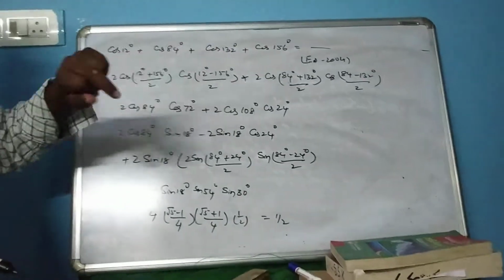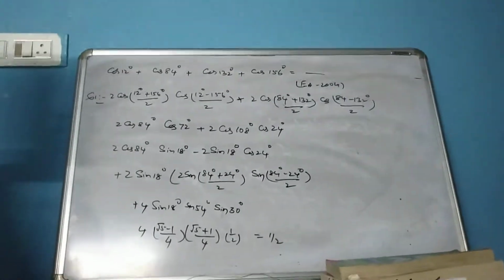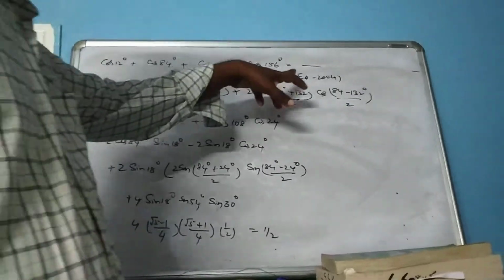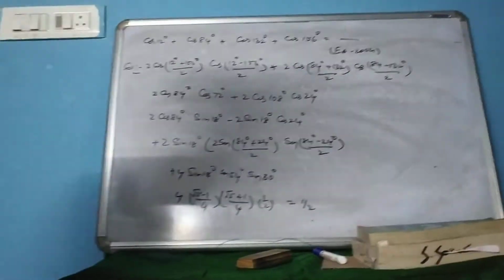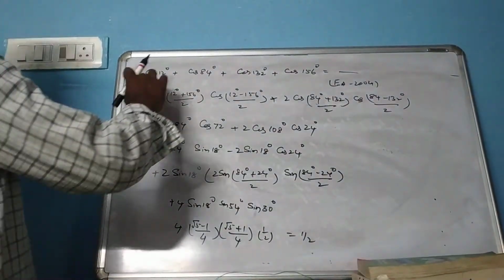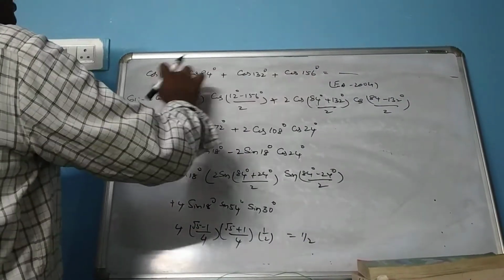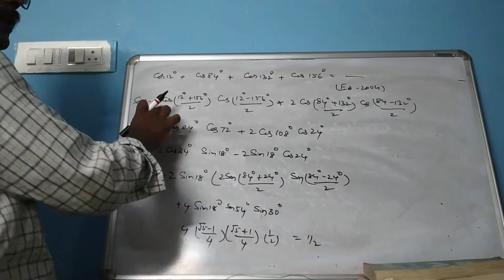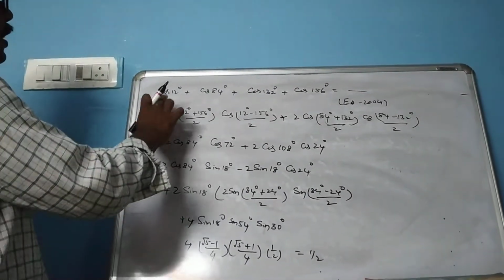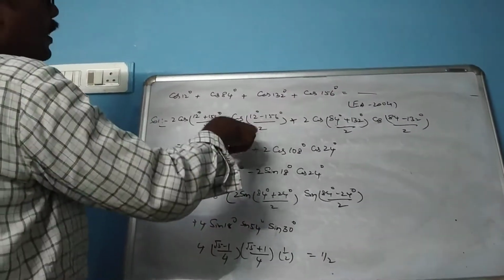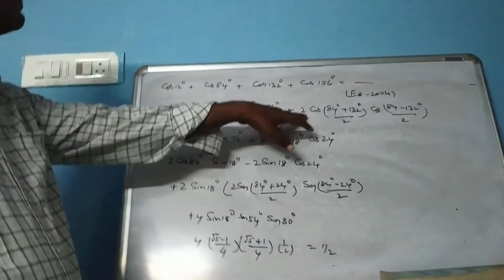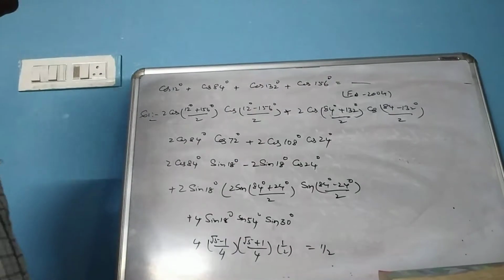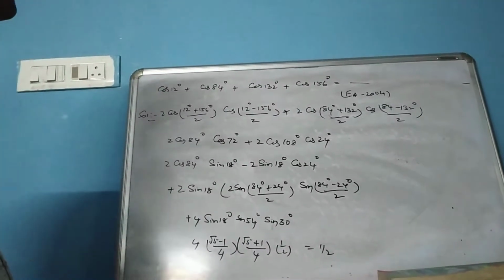cos 84 plus cos 132 plus cos 156. This is the problem given in EAMCET 2004. I have taken these two and applied the cos C plus cos D formula: 2 cos (C plus D by 2) cos (C minus D by 2). These two taken: 2 cos (C plus D by 2) cos (C minus D by 2).